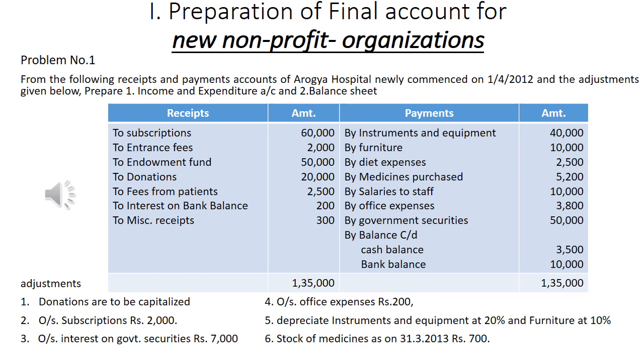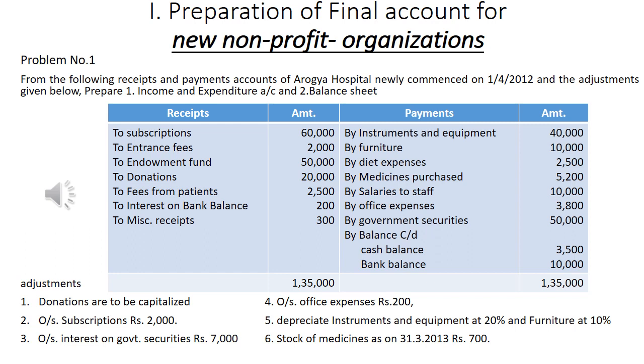Just recalling your memory, all the adjustment entries must be entered twice. You know that very well. One entry in the income and expenditure account and another entry in the balance sheet. Then coming to the second one, entrance fees. Entrance fees is recurring in nature. It is a revenue item. So that has to be entered on the credit side of the income and expenditure account.